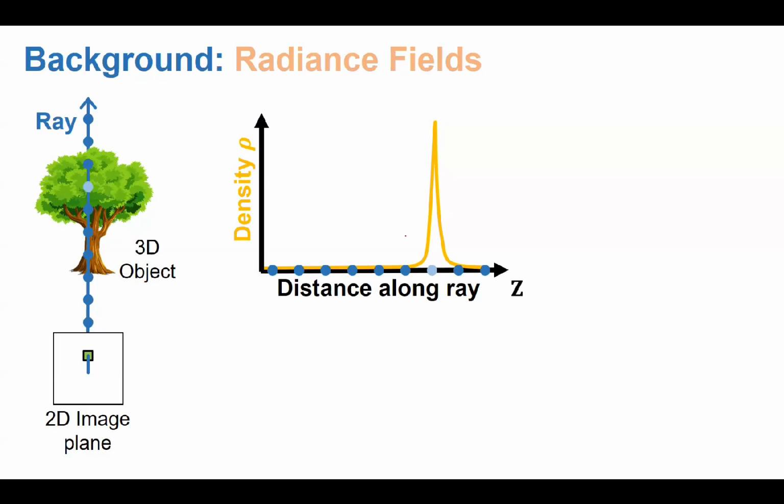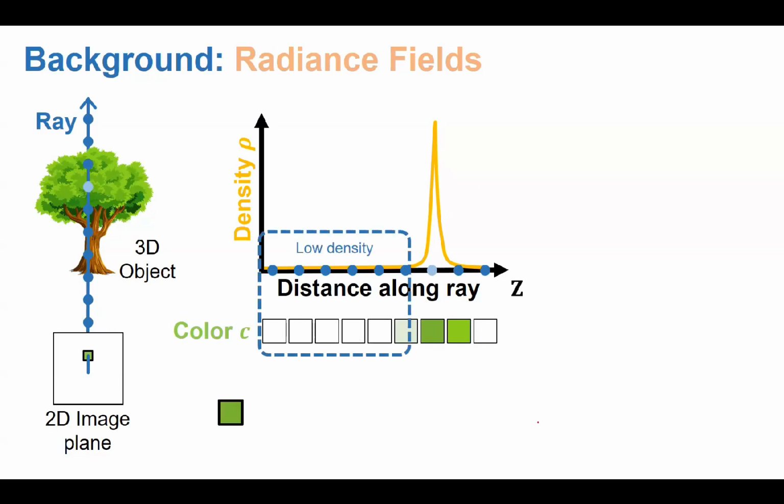And also, of course, we can associate a color to each point in the 3D space. Once we've learned to associate such density and color for each point in space, what we can do now is to render the pixel at this ray according to these values. So in this case, we will render this green pixel. The rendering is a closed form solution.